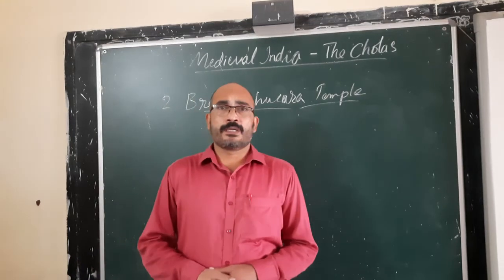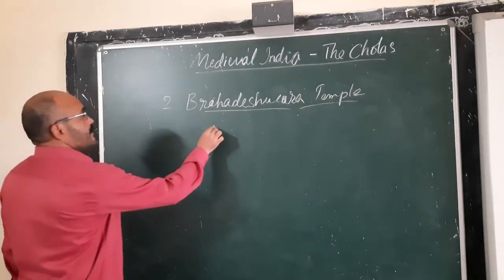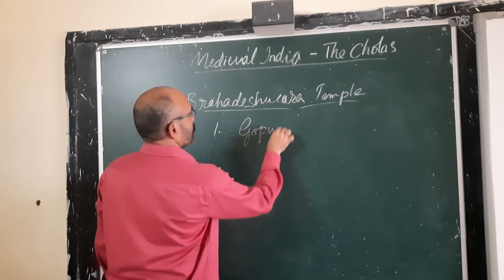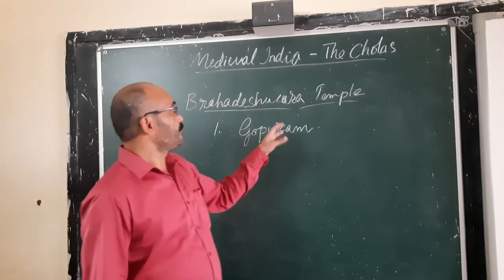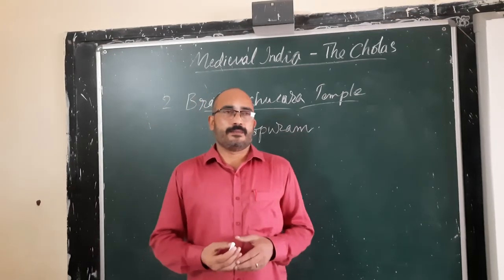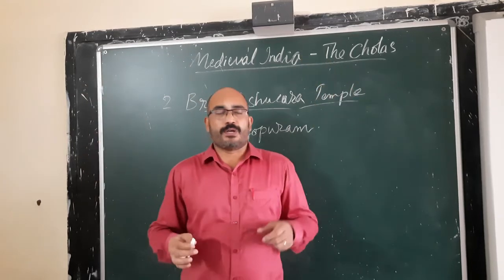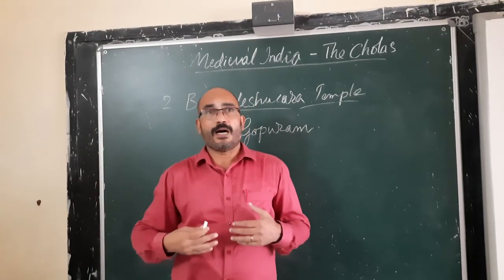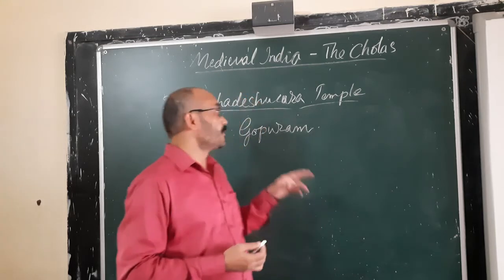Some of the important features of the Dravidian style of temple architecture. One is a gopuram. Gopuram is one of the features of the Dravidian style of architecture. Gopuram is a gateway to the temple. In front of the temple, a massive gateway was built by the Cholas. And this gateway had so many sculptures as well. And this type of massive gateway is called the gopuram.